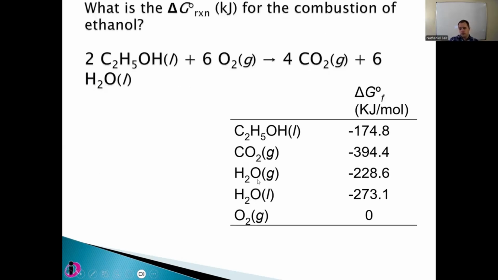So I would like you to try this problem. Go ahead. Tell me, is this combustion reaction of ethanol spontaneous or non-spontaneous? Go ahead.